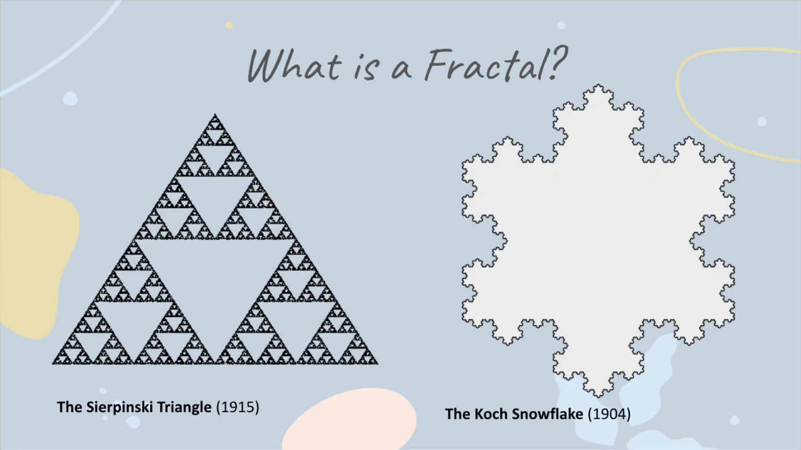I have two examples on the slides. One is the Sierpinski triangle from 1915, and one is the Koch snowflake from 1904. A fractal is an infinitely complex shape that can present itself in numerous different ways. In other words, a fractal is a shape that's basically composed of a pattern that repeats itself infinitely many times.